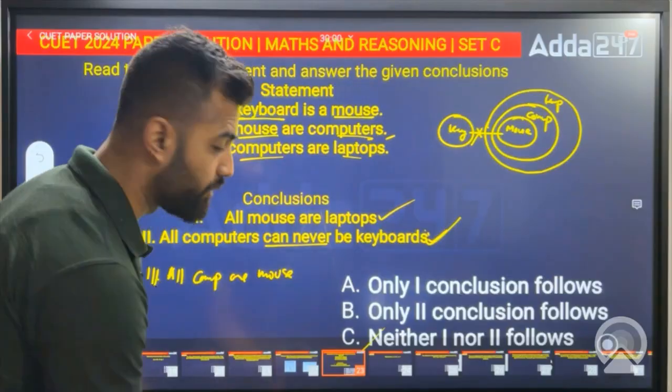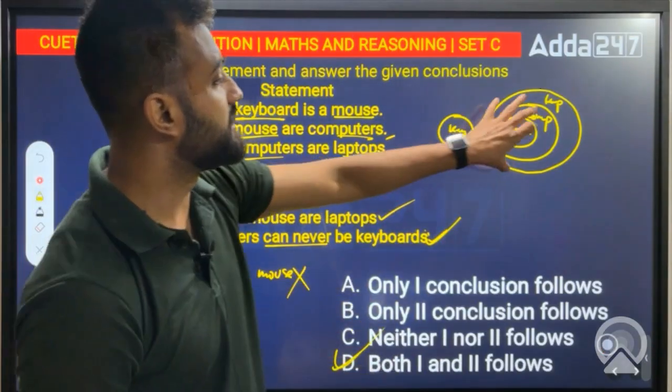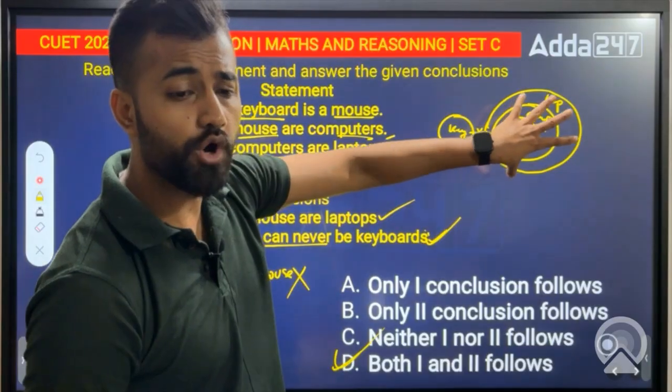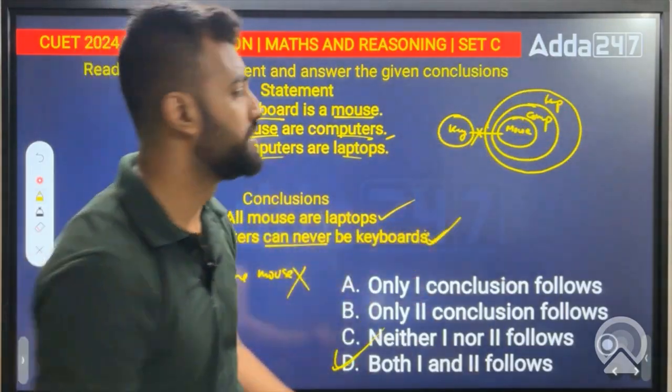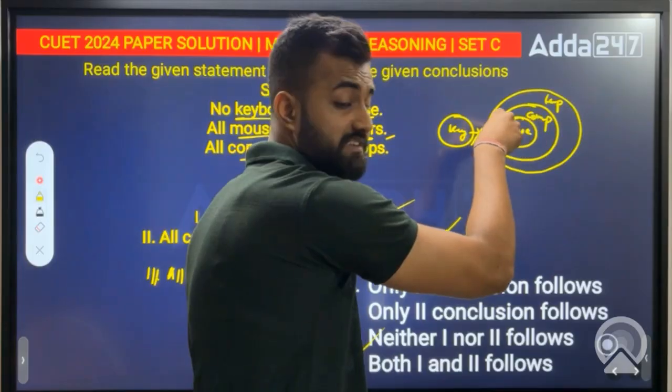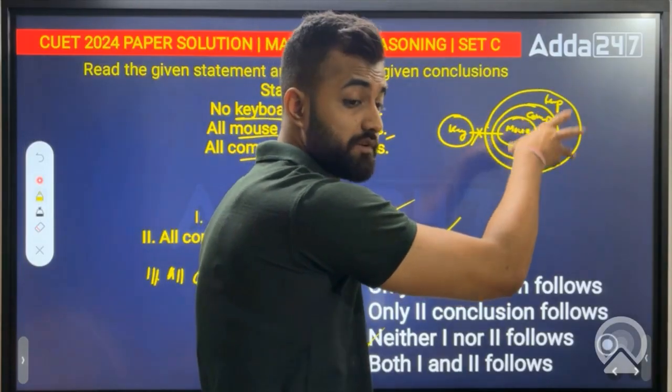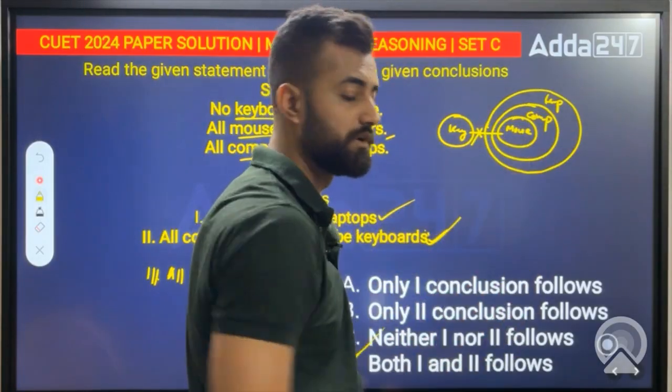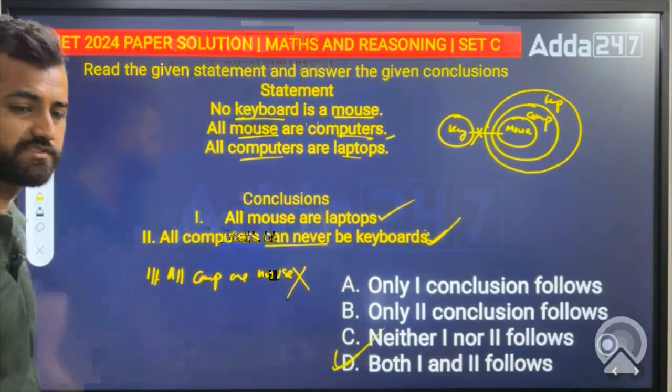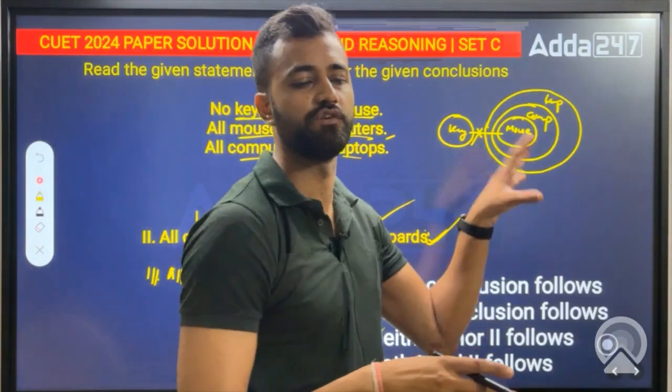Why? See, computer is the bigger circle, mouse is the smaller circle. Do you see all computers inside the mouse? No, sir. Computer is outside, mouse is inside. So computer is not inside mouse. Mouse is inside computer, not computer inside mouse. So that's why this will be wrong. Understood? You just have to see the diagram and answer. This is what is syllogism.